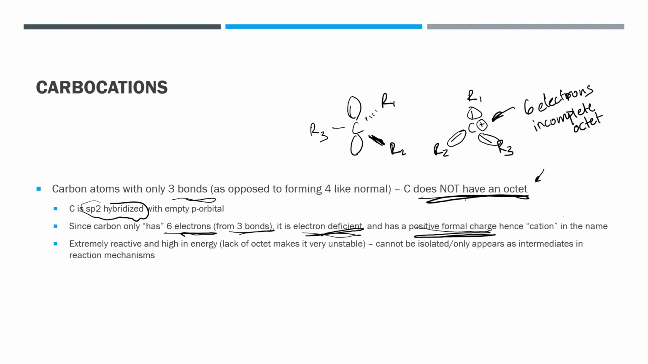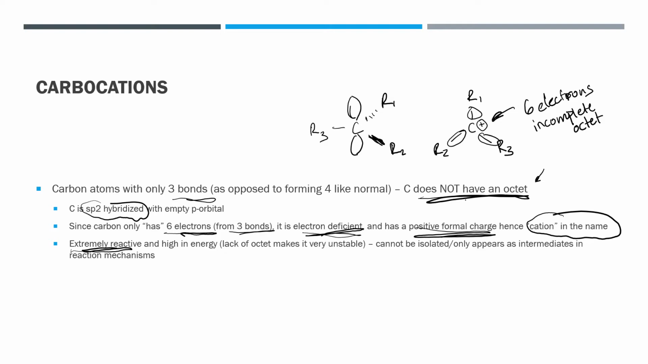And this is why we call it a carbocation, right? And in organic chemistry, you'll also hear about the term carbanion, right? And when you see anion, you should think negative charge, right? So with carbanions, we're thinking negative charge. With carbocations, we think positive charge. So that's why, because this is electron deficient and it has a positive formal charge, that's why this is called a carbocation. And again, these are extremely reactive and they're very high in energy.